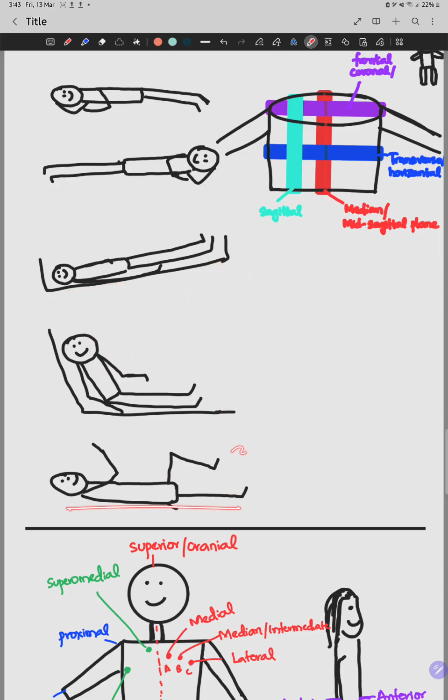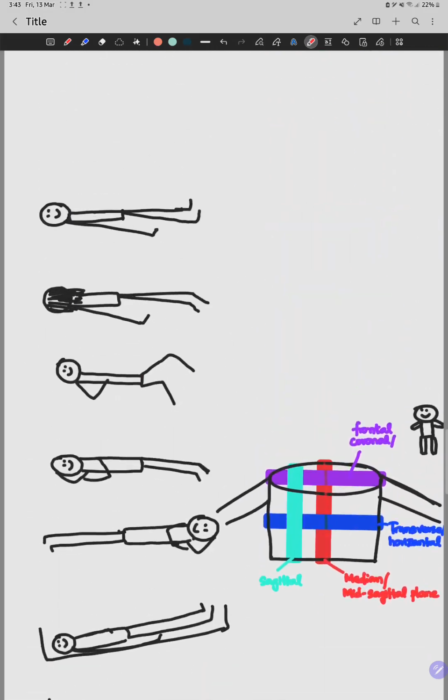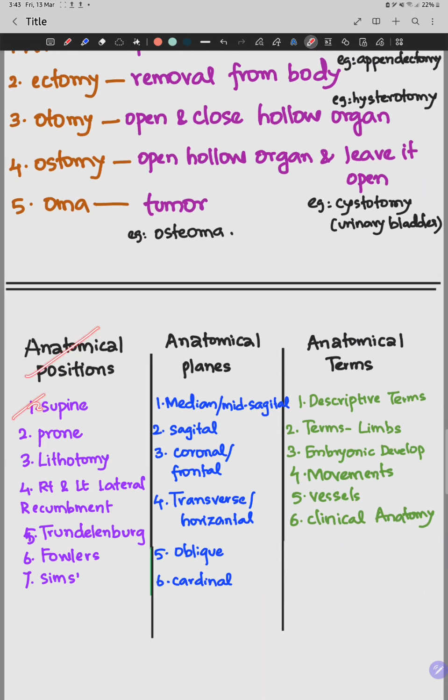And this one is going to be my Sims position, where the right hip and right knee are semi-flexed, while the left are straight. Okay. Next, we have discussed the anatomical positions: supine, prone, lithotomy, right and left lateral recumbent, Trendelenburg, Fowler's and Sims position.